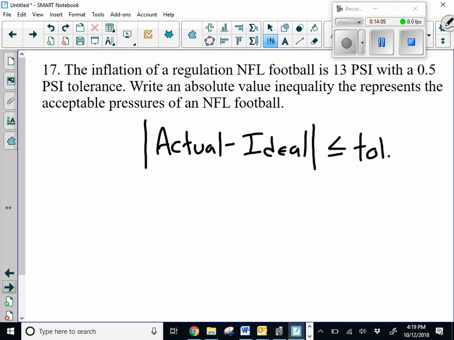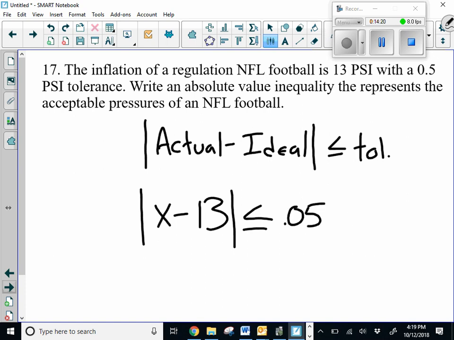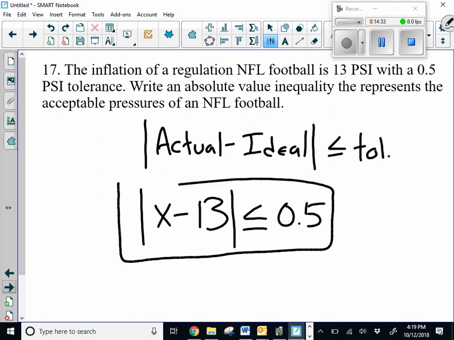So in this case, if we're going to write an absolute value inequality, if we choose a random football, we don't know its inflation, so we'd have x there. Minus, the ideal is 13. Less than or equal to that tolerance, 0.5. Great. And then it doesn't say to solve, so this is all we got to do. That was easy. Moving on.